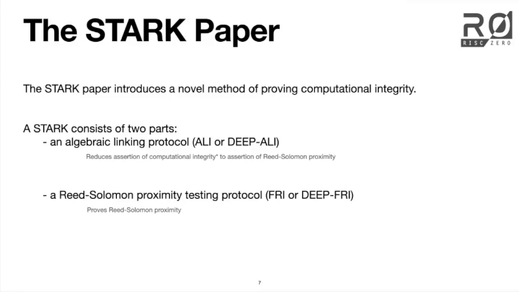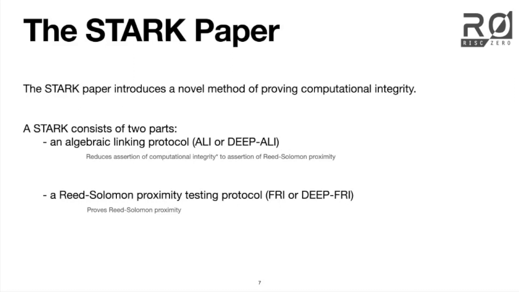So a lot of black boxes here, but hopefully the breakdown of a Stark into two parts, algebraic linking and Reed-Solomon proximity testing, feels relatively okay. Each of those has two versions. There's a regular version and a deep version. We have our algebraic linking without deep, and we have our algebraic linking with deep. We could do either of those. And we have a Reed-Solomon protocol without deep, that's FRI, or a Reed-Solomon proximity testing protocol with deep, that's deep-fri.